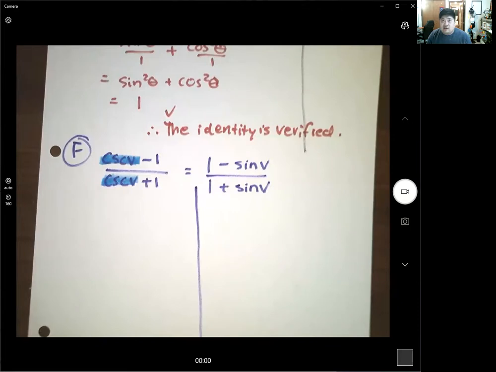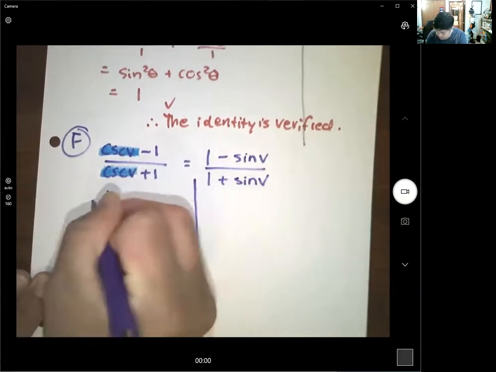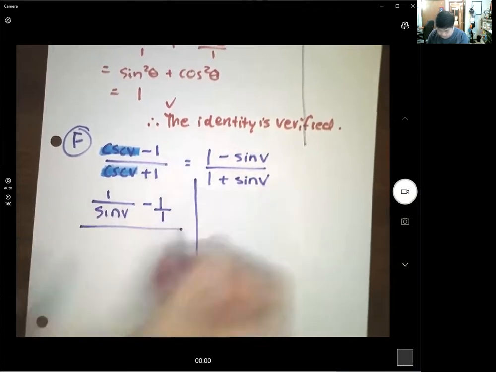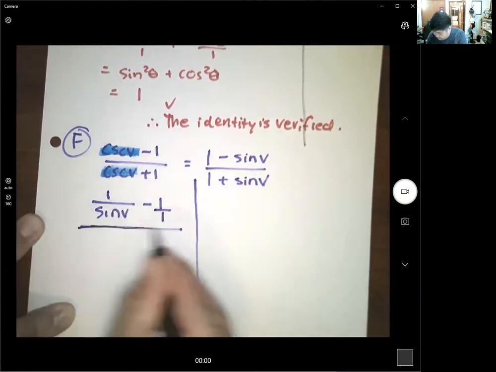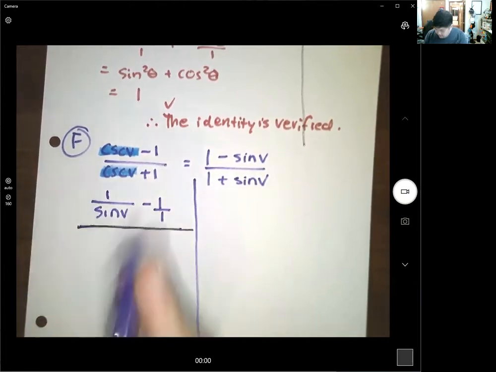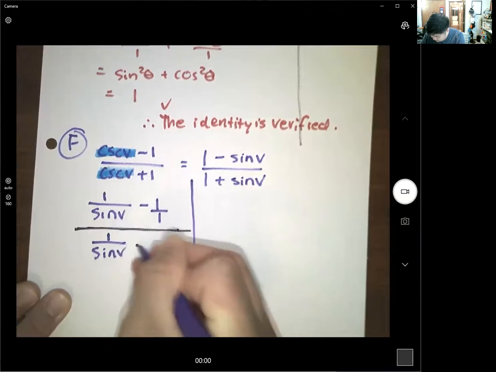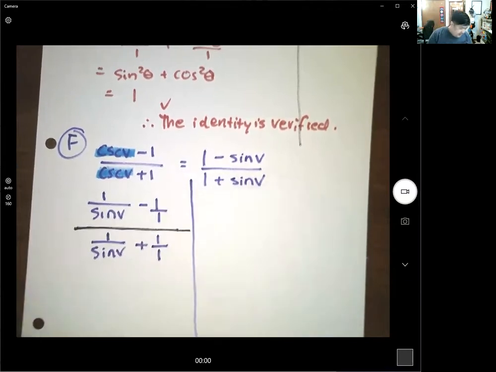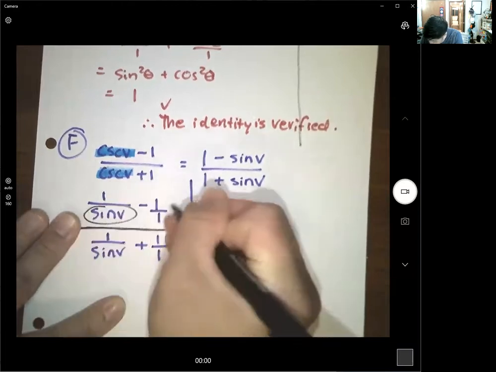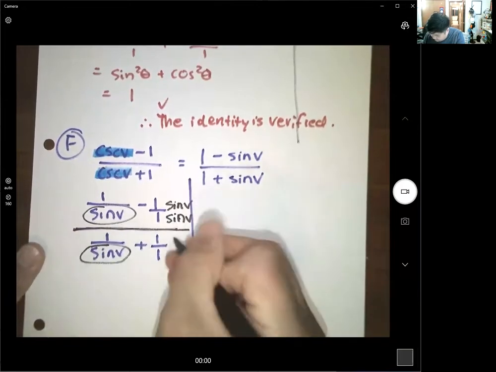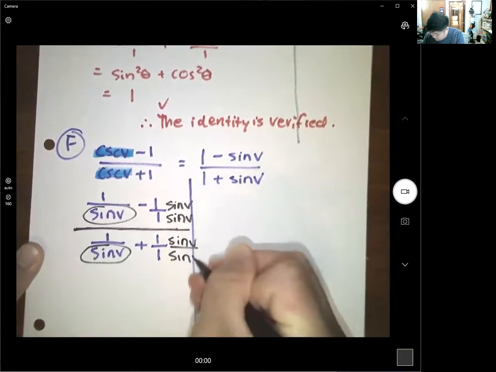So cosecant of v is 1 over sine of v, so minus 1 or 1 over 1. And then we have a double fraction, so be careful to watch out for the double fraction. In the denominator, we have cosecant of v plus 1, so that's 1 over sine of v plus 1, or 1 over 1. And then let's find a common denominator in the numerator and in the denominator. So in the numerator, I'll multiply this by sine of v over sine of v, and here I'll also multiply by sine of v over sine of v.